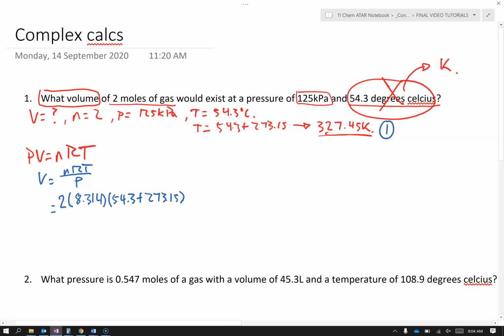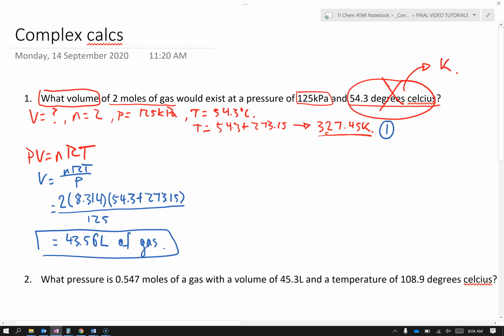54.3 plus 273.15. And then I'm going to divide that all by my pressure, which is 125 kPa. Now, if I was to chuck that in a calculator, I would get the answer 43.56 litres of gas. So there's my final answer. So as we can see, complex calcs, not that much more to it, just a few more steps. 1 mark for temperature conversion, and then 1 mark for the working and the answer.